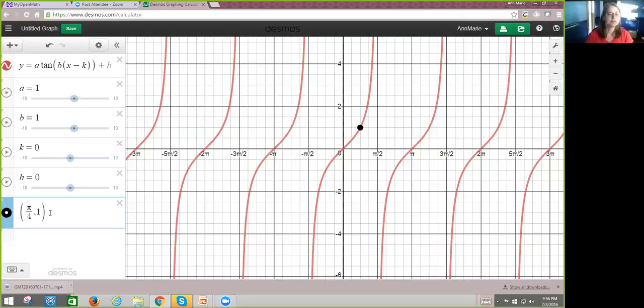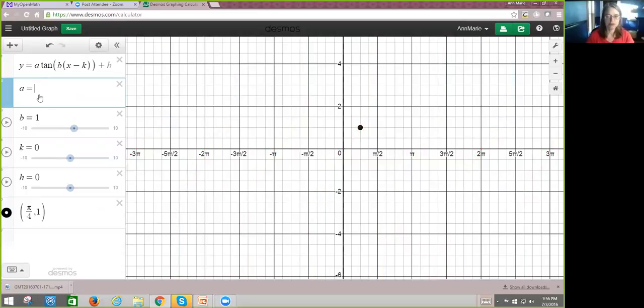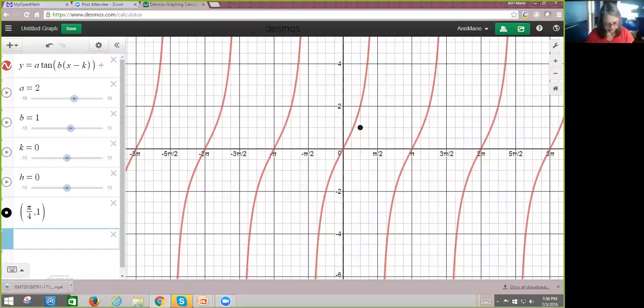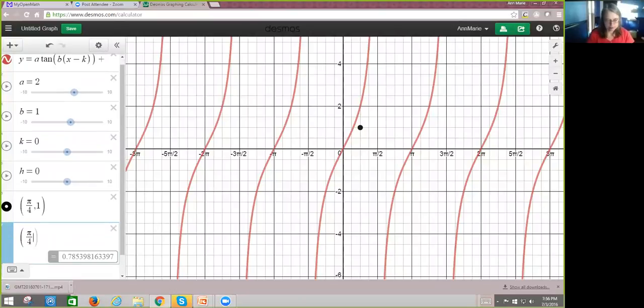Okay, now, what happens if I make my vertical multiplier be 2? Well, where is pi over 4? Now I have a different point. I have pi over 4 for the x, and the y that is going with that is 2. So from there, I can get my vertical multiplier. So you can look for points that you know and read them off the graph, and from there you can get the vertical multipliers.